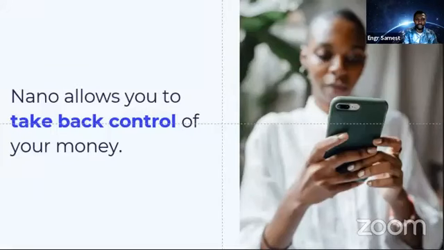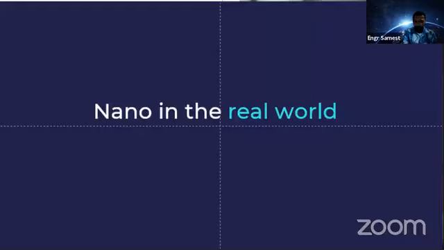Now, like I mentioned to you earlier, the solution that Nano has brought to us is to make sure that you have control over your money. So Nano allows you to take back control of your money. All right, and before I end, let me quickly show, this is what will lead us to the next phase that Carlos is going to show us.